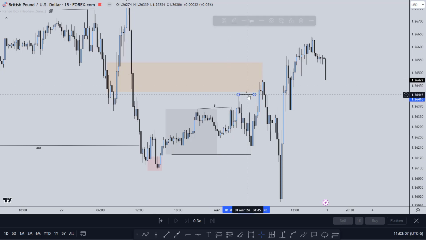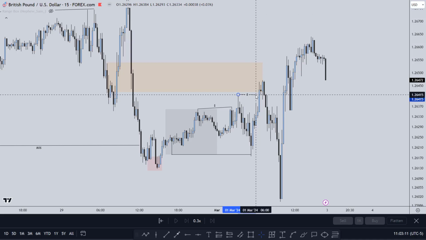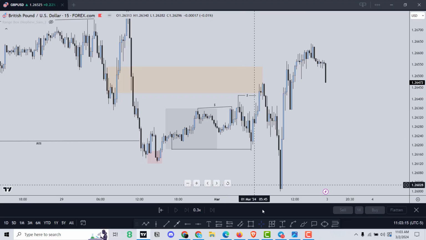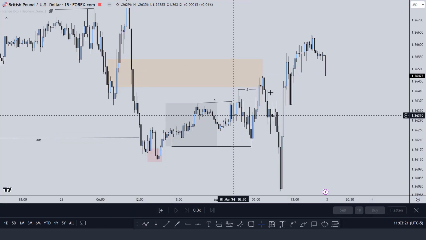So I had marked this out as liquidity. If you can see my charts, I have marked this out as liquidity. Boom. Let me show you the previous one. Yeah, I have marked it out as liquidity. Let me get back on my charts now.